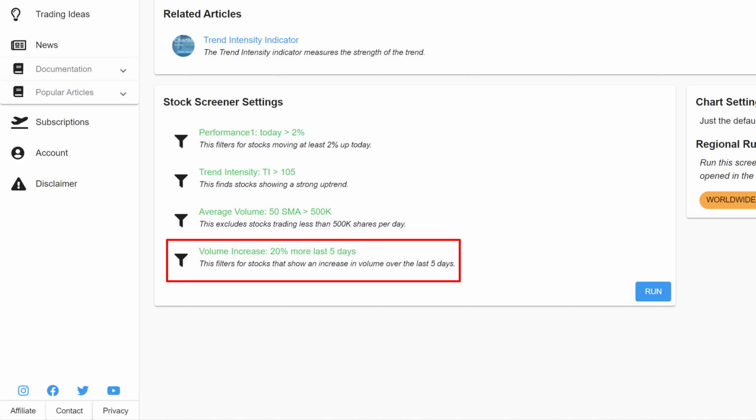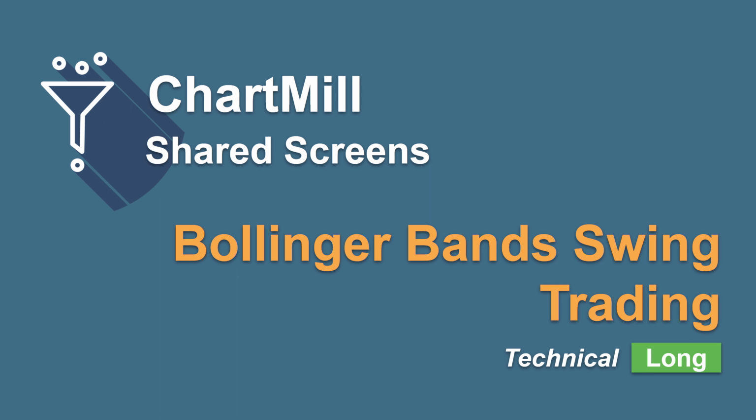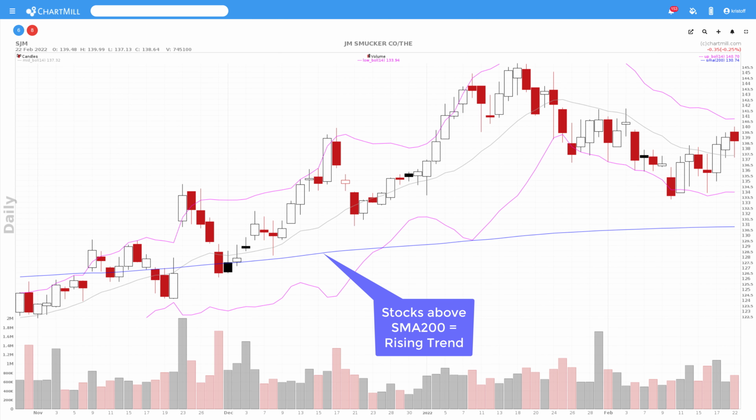The fifth and final momentum trading idea is a screen based on the Bollinger Bands indicator. This screen selects stocks in a rising trend which show a downward price extreme because the closing price suddenly closes below the lower Bollinger Band.